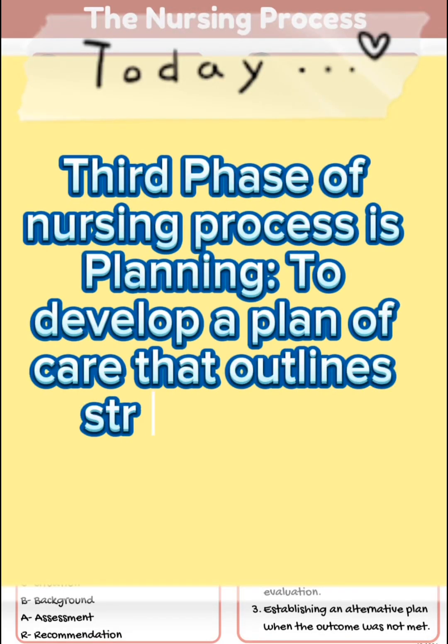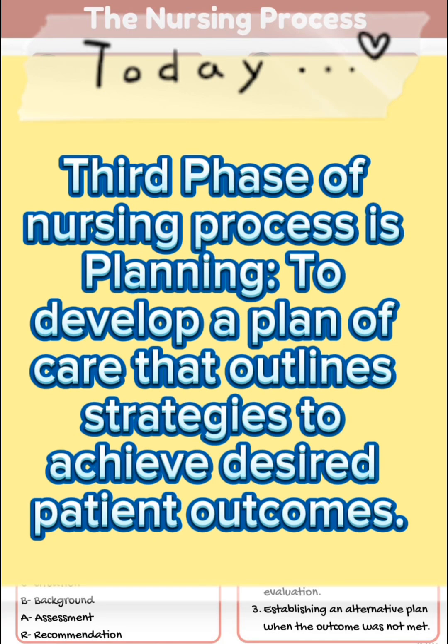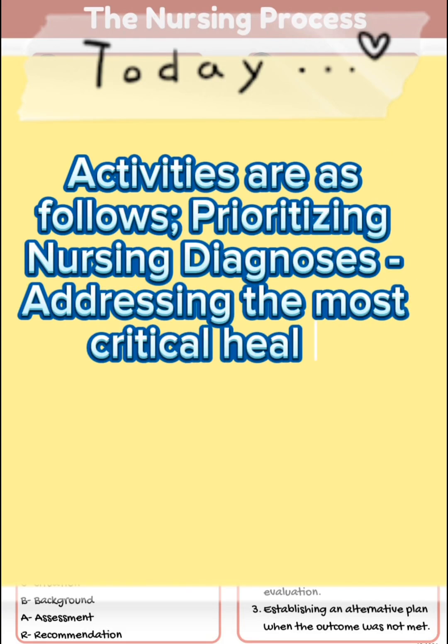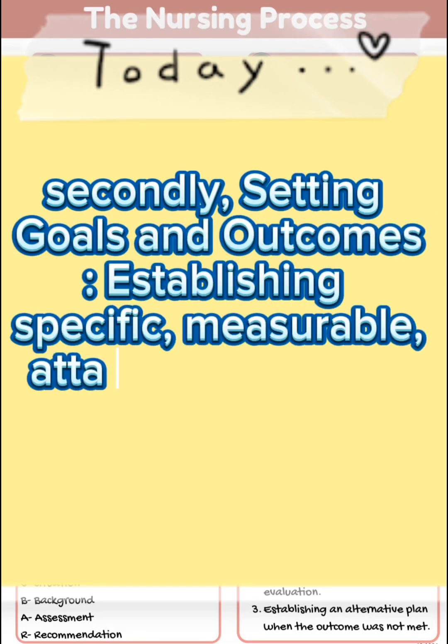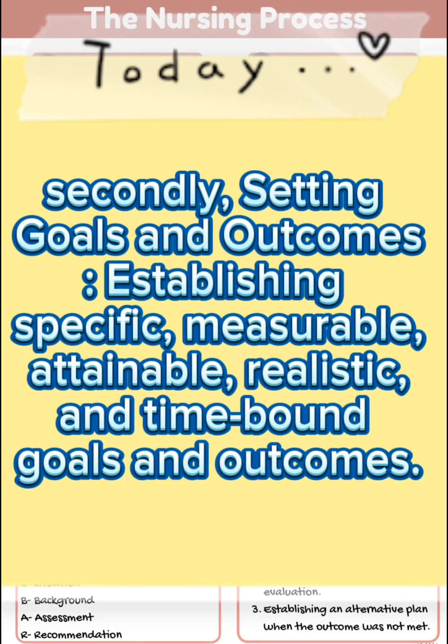Third phase of nursing process is planning, to develop a plan of care that outlines strategies to achieve desired patient outcomes. Activities are as follows. Prioritizing nursing diagnoses, addressing the most critical health problems based on Maslow's hierarchy of needs or patient preferences. Secondly, setting goals and outcomes, establishing specific, measurable, attainable, realistic, and time-bound goals and outcomes.